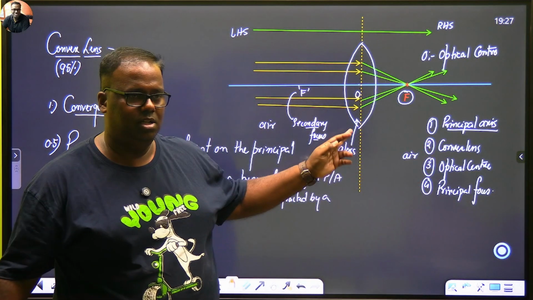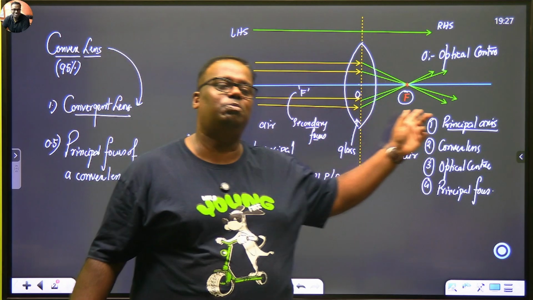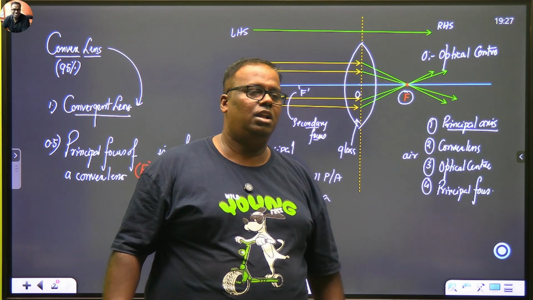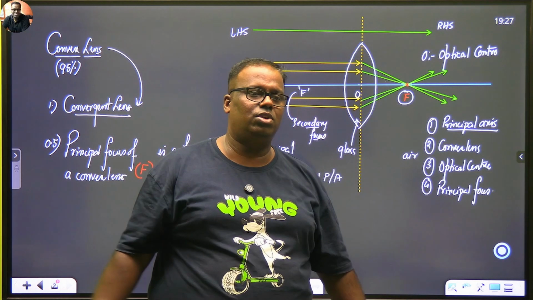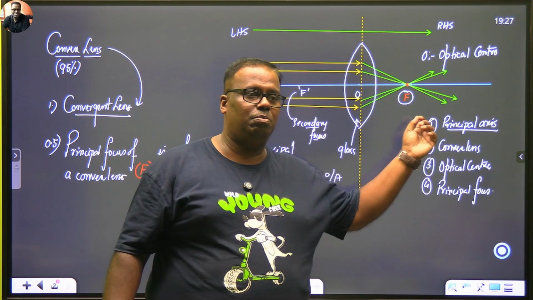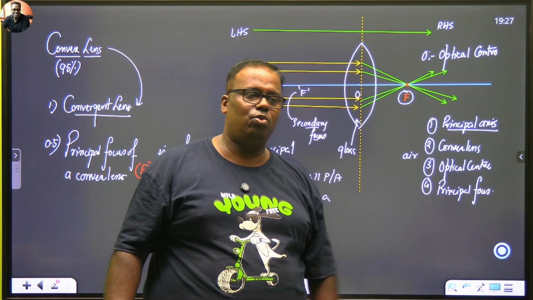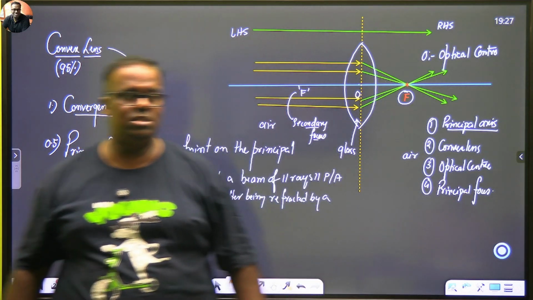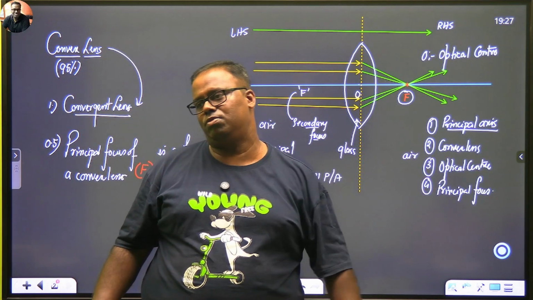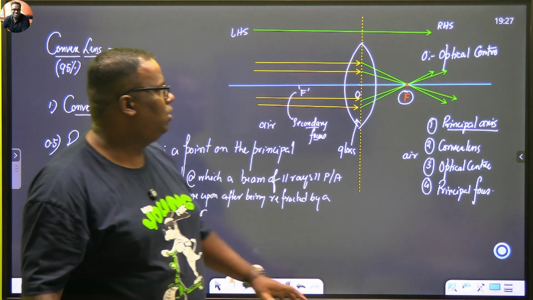You ask yourself, do you understand what is a principal axis? It's an imaginary line which passes through the focus and optical center, right? What is the convex lens? A lens which is bulging on both sides is known as a convex lens. What is the optical center? The center of the bulged lens, the core center, is known as the optical center. What is principal focus? That point on the principal axis where all the rays which are parallel to the principal axis converge upon after suffering refraction. Fair enough? Okay. So this is all we have understood.